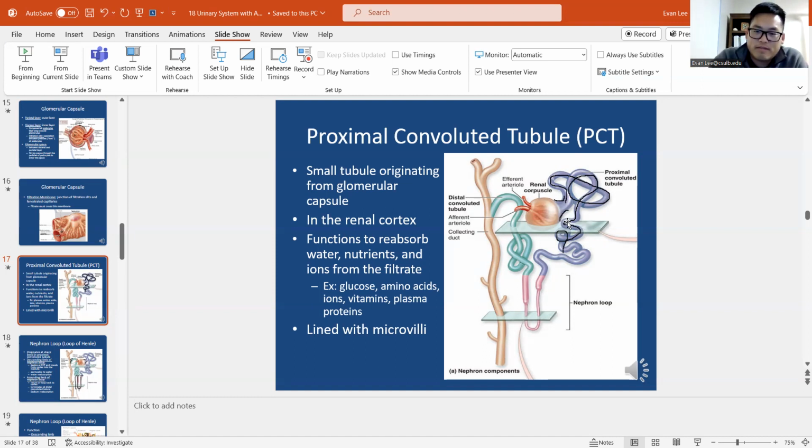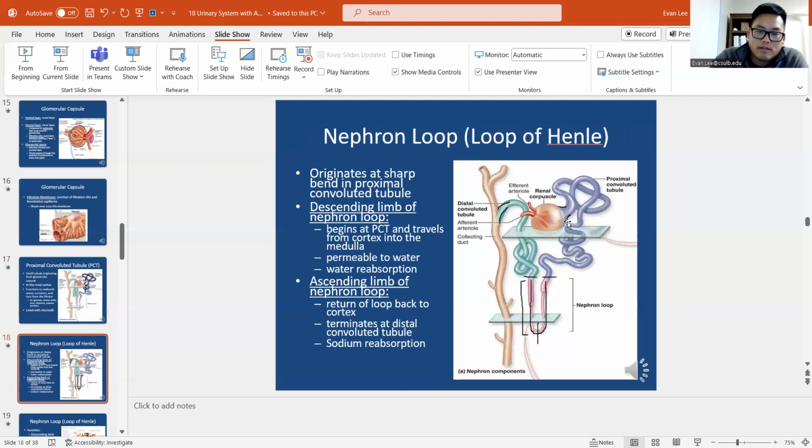So far we have the renal corpuscle and the proximal convoluted tubule. But next we have the loop of Henle. So loop of Henle, there is another word that we use for this, which is nephron loop, but use the term that is in the lab manual. And if you look closely, there's two sides to the loop of Henle. You'll have the descending limb of the loop of Henle and the ascending limb of the loop of Henle.